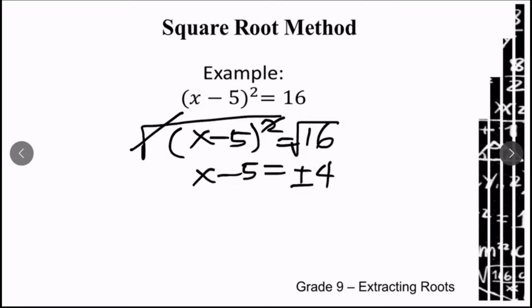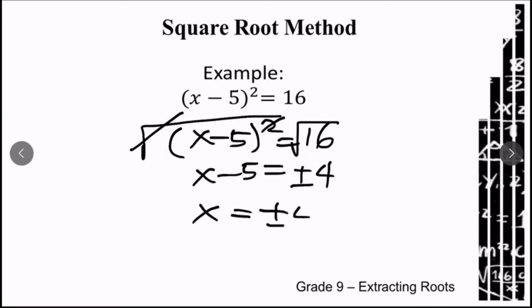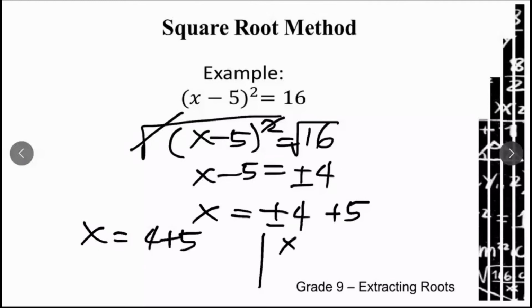Now, as you observe, we have x − 5. Therefore, we need to move negative 5 to the other side. It becomes x = ±4 + 5. We need to simplify our answer to the lowest term. Here we have positive 4 and negative 4, plus 5. Therefore, for us to identify the two roots, we need to separate the positive 4 and the negative 4. It becomes x = 4 + 5, and x = −4 + 5.